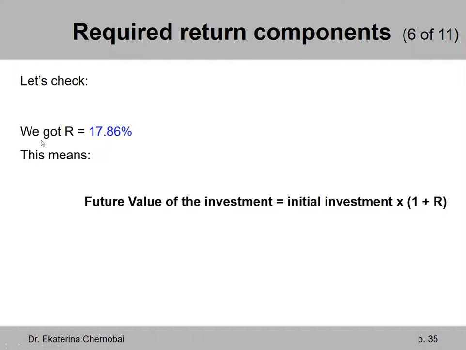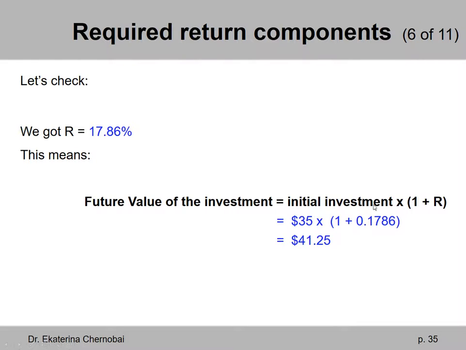And let's look at it from a different angle. So the total return is 17.86%, right? We are talking about buying a share today and waiting for a year and getting extra cash, right? So the future value of an investment equals the initial investment multiplied by 1 plus the interest rate R. So it's basically the formula to find the future value, FV, going back to chapter 5, right? The future value of a single cash flow.